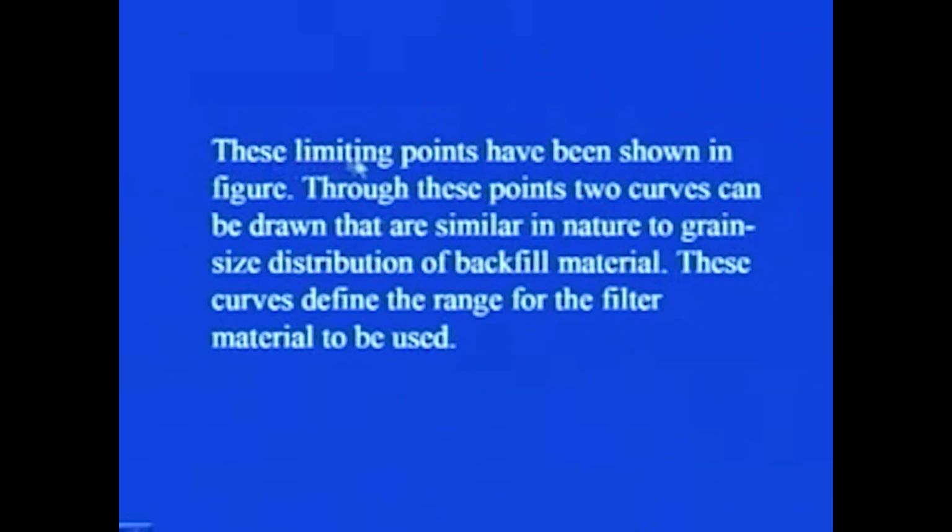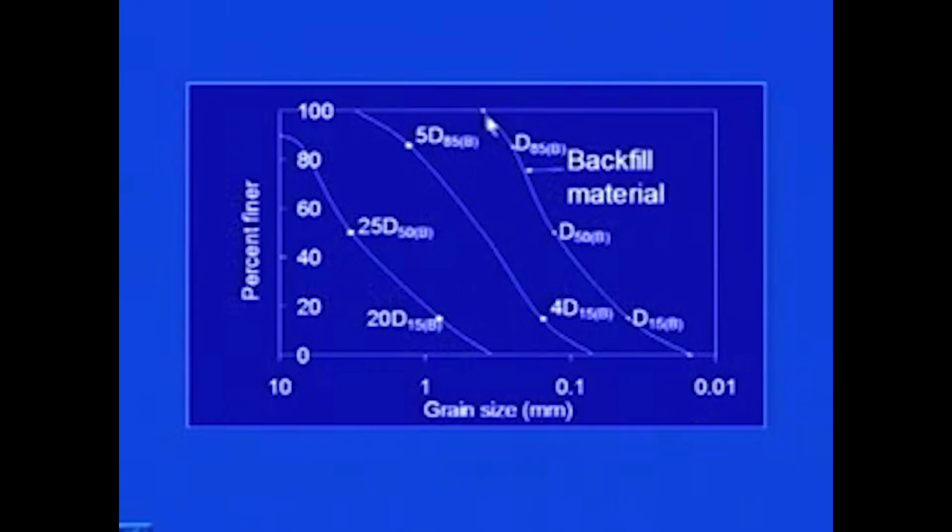Now, you see these limiting points have been shown in the figure. Through these points, two curves can be drawn that are similar in nature to the grain size distribution of the backfill material. One thing you should keep in mind, this is a kind of S-shaped curve. I just have 2 points here and then 2 limiting points here. I can join these 2 points simply by a straight line, I can join them like this, or like this. I have an infinite number of ways that I can join these 2 points.